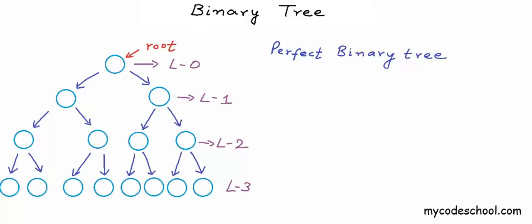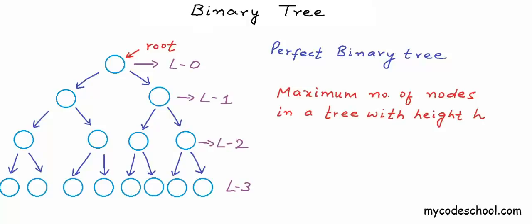If h is the height of a perfect binary tree, remember height of a binary tree is the length of the longest path between root to any of the leaf nodes, or I should say the number of edges in the longest path from root to any of the leaf nodes. Height of a binary tree will also be equal to max depth. Here for this binary tree, height or max depth is 3.